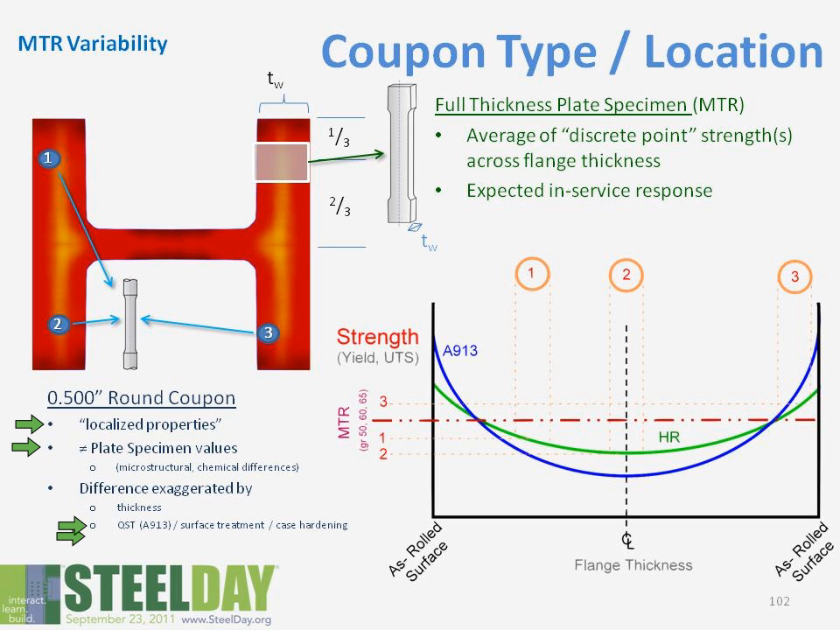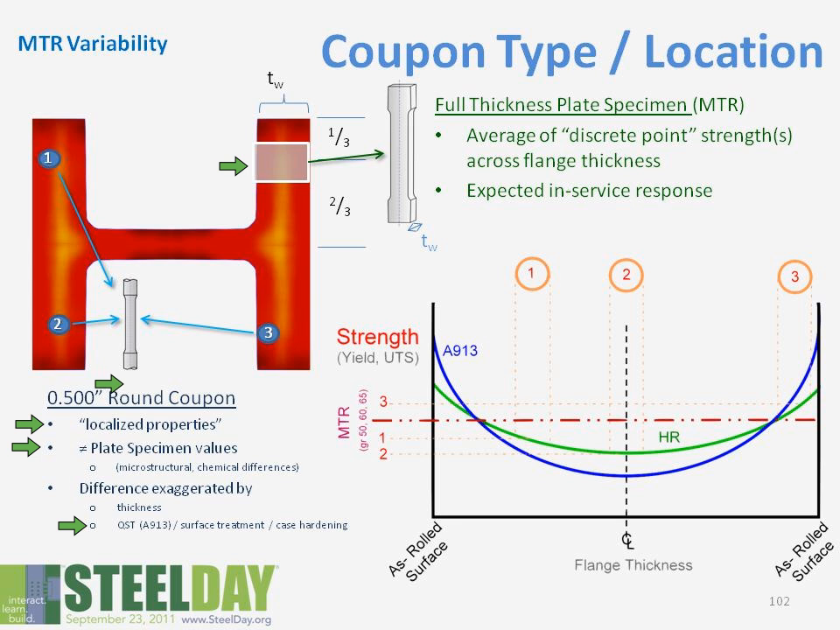For instance, the plate specimen is going to give us an average behavior across the entire thickness. Think of it as testing the entire thickness of a piece of plywood, whereas the 505 you may be testing individual laminations in that plywood.